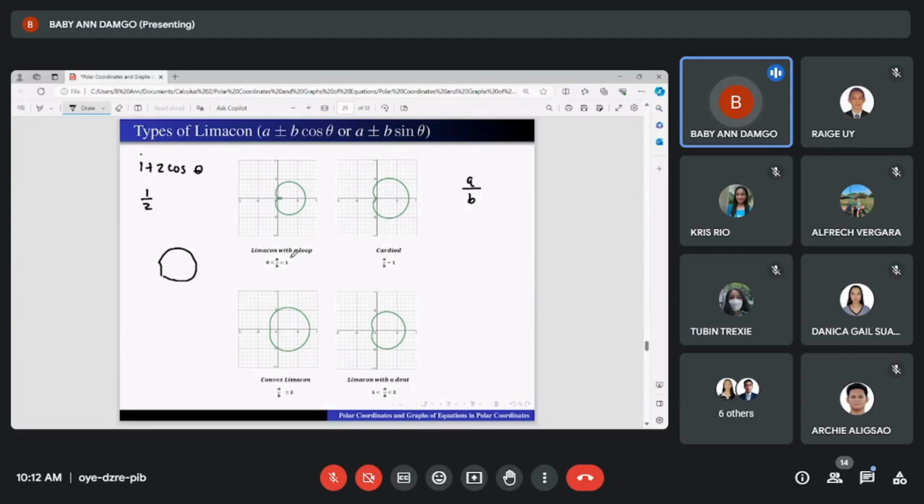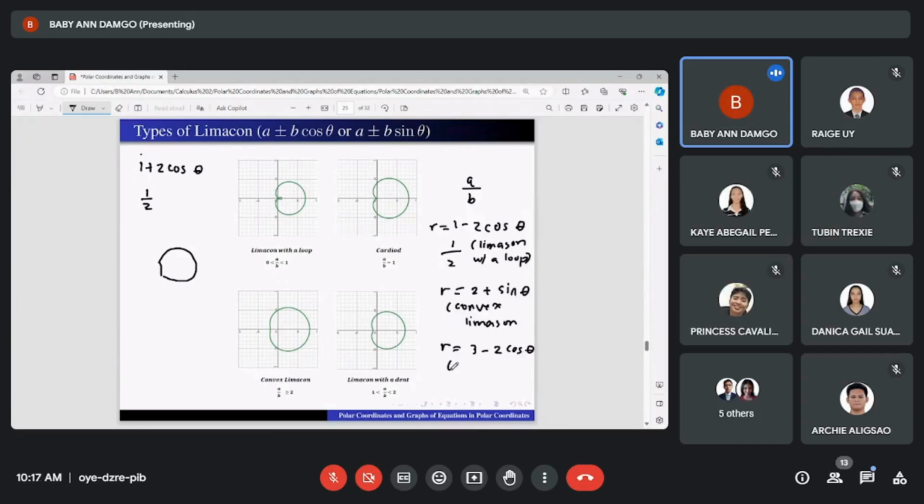Sige, another. We have R is equal to 3 minus 2 cosine theta. Okay, so manawag na lang ko no. Di na ko mo ask og volunteer. Sige, we have Danica Gale. R is 3 minus 2 cosine theta. Limason with a dent, miss. Okay, it's a limason with a dent then. So, very good.